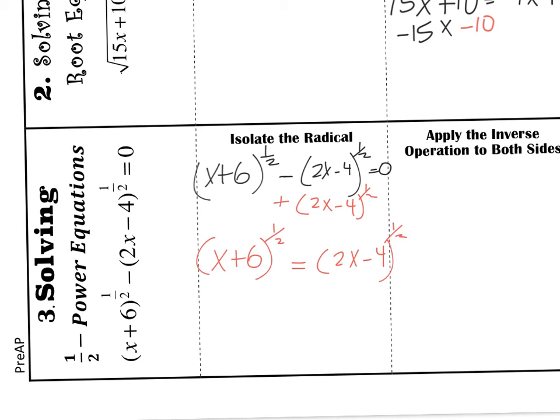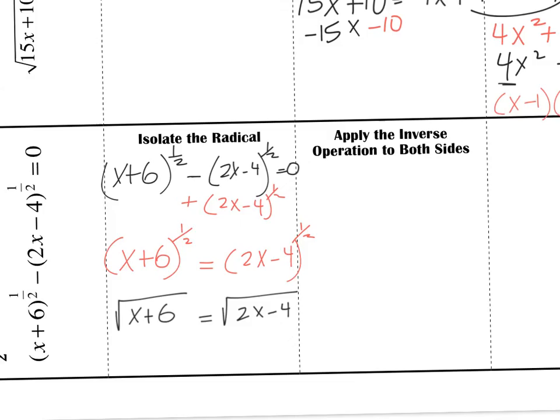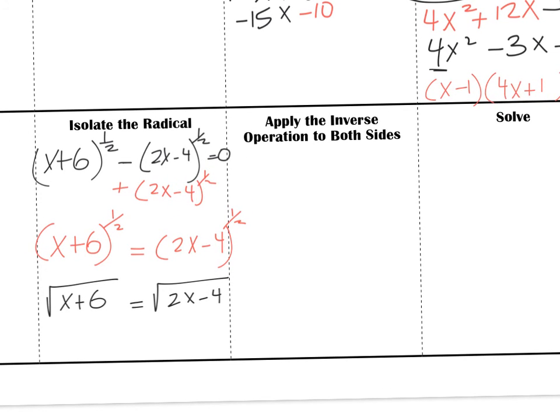And let's change both of these to radical expressions. So the top is going to be the power, the bottom is going to be the index. So I have basically a square root of x plus 6, and on the other side I also have a square root of 2x minus 4. Next, when I square this side and this side, both of the radicals will go away. That's why I had to move this to the other side, to have a radical on one side and a radical on the other side. So let's go ahead and apply the inverse operation, which is basically square both sides.